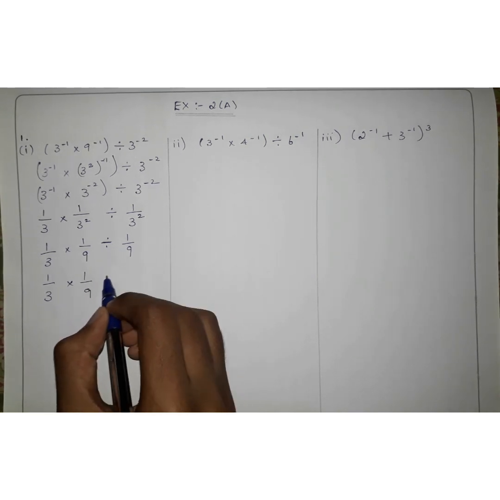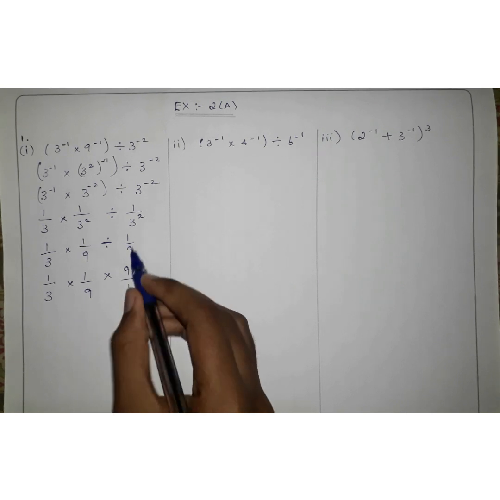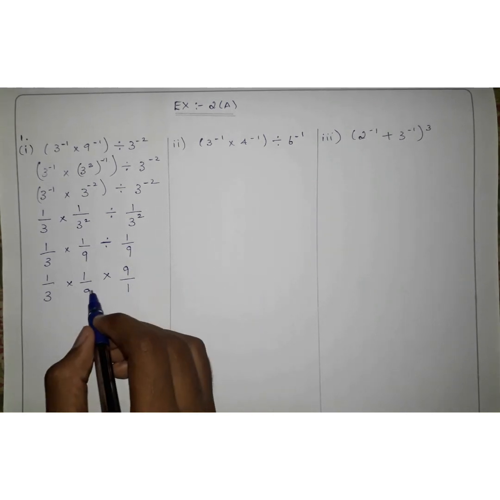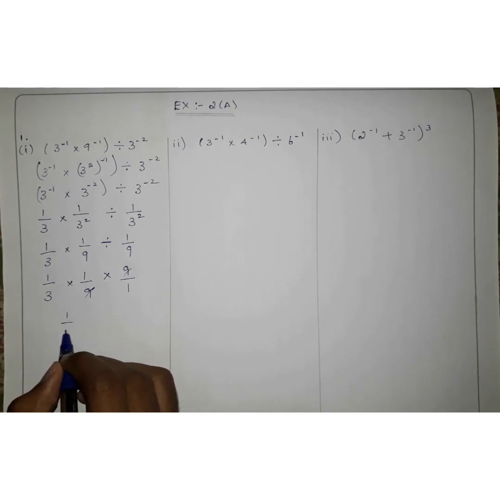If I change this divide sign into multiplication, then 1 by 9 will be reciprocal. So 1 by 9 reciprocal is 9 by 1. Now I'm going to cancel 9 and 9. So my final answer is 1 by 3.